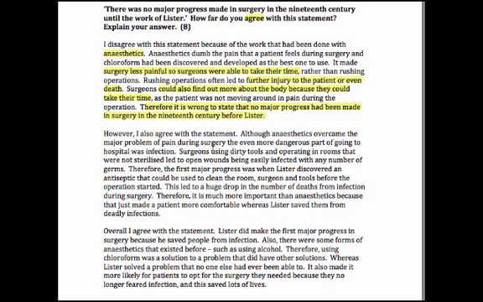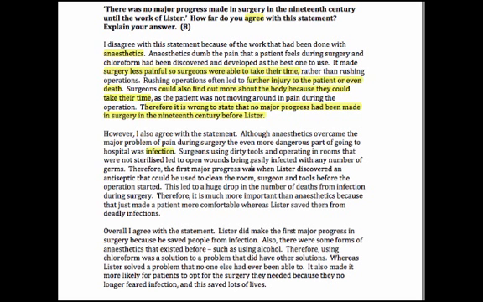Although anaesthetics overcame the major problem of pain during surgery, the even more dangerous part of going to hospital was infection. So we're now starting to link in with the work of Lister and antiseptics. So this person is starting to talk about infection being a worse problem than pain. Surgeons using dirty tools and operating in rooms that were not sterilised led to open wounds being easily infected with any number of germs.